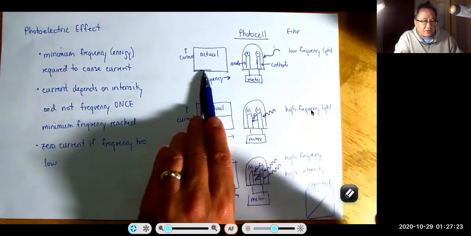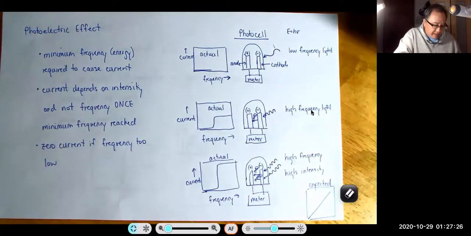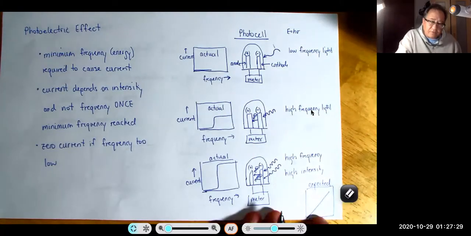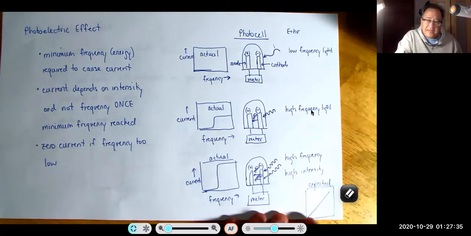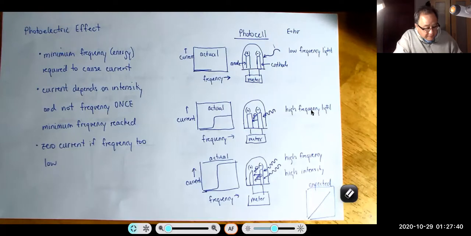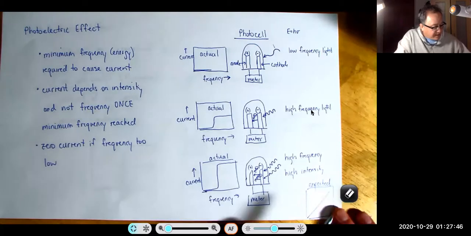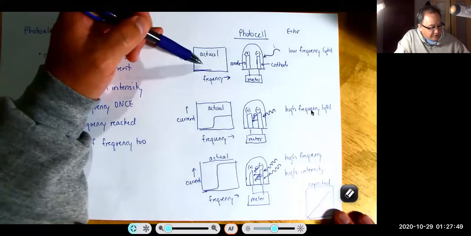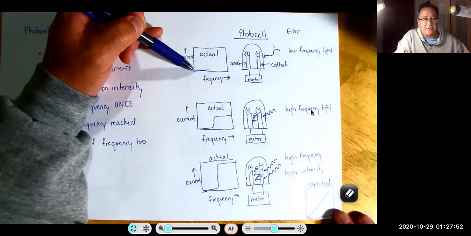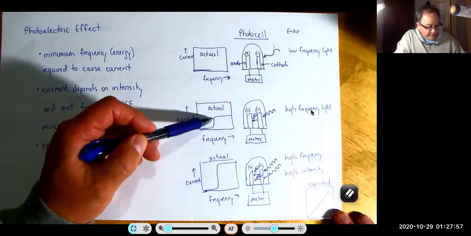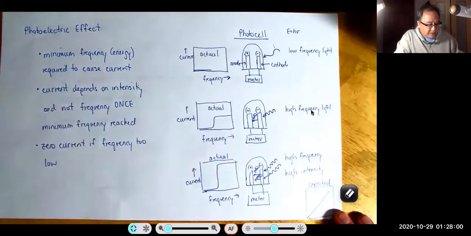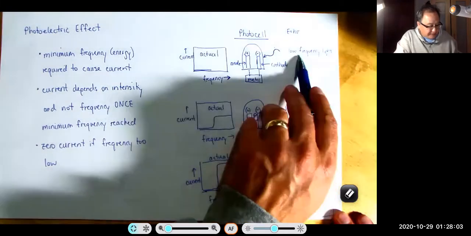Now that's contrary to what we actually expect. What we expect is something down here. At low frequency, you expect very few electrons knocked off. But as you increase the frequency, you'd be increasing the energy, and therefore you'd expect more electrons being knocked off. That's what you expect. But the interesting thing is at a low frequency, you basically get no current, no electrons are being knocked off. And then all of a sudden, boom, when you reach a minimum frequency, an electron gets knocked off. So this is higher frequency light than the low frequency.